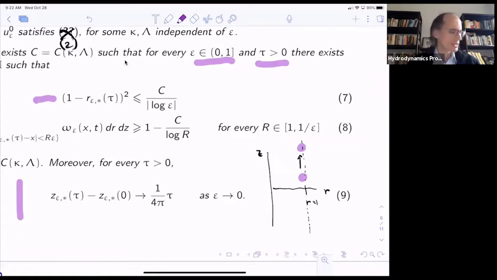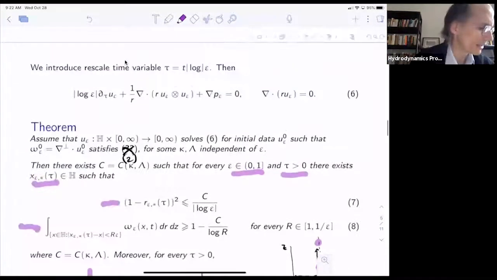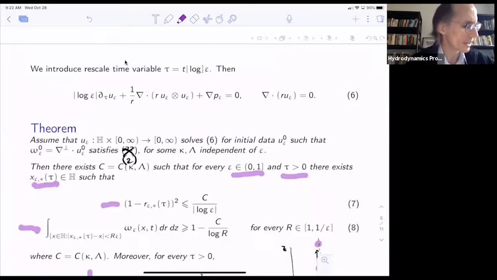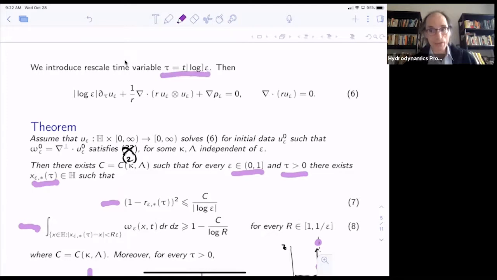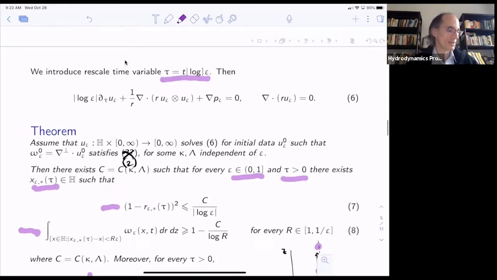Note an important thing. Here I had to rescale the time variable, so tau is a rescaled time variable. We'll see in a second why this is needed. What this says is that in the original time variable, the velocity is of order log epsilon. If tau is 1, then t is 1 over log epsilon. That's how long it takes to travel distances of order 1. So the claim is that once I rescale in time, this velocity is independent of epsilon, or if I don't rescale, the velocity is logarithmic in epsilon.